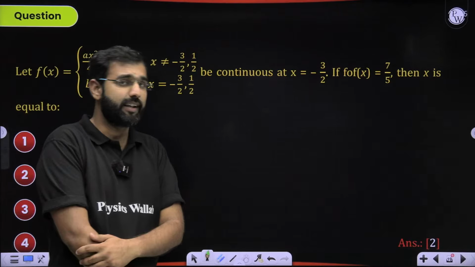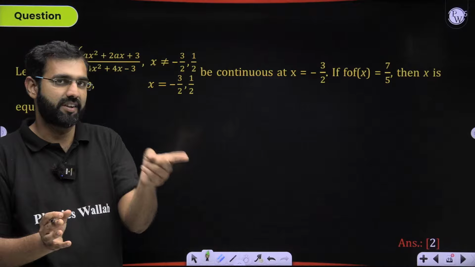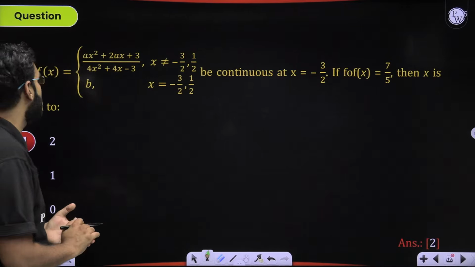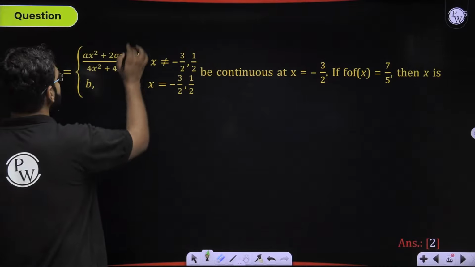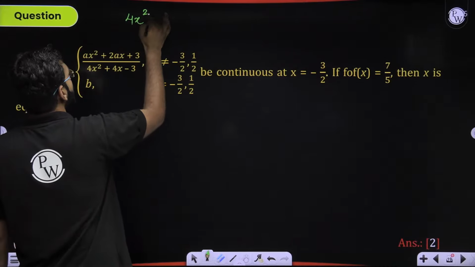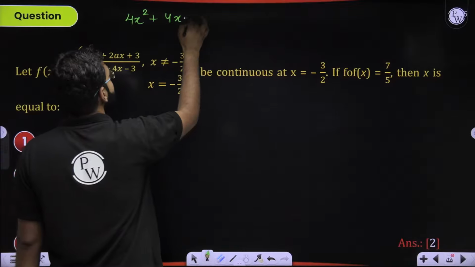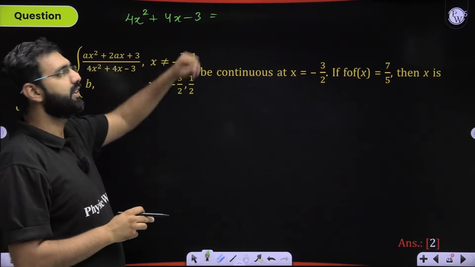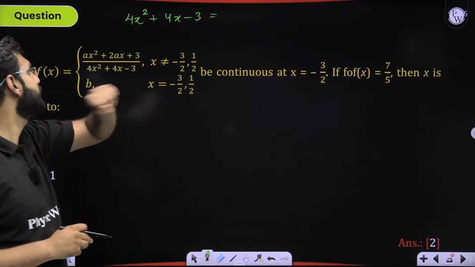So if it is continuous, that means, I hope you understand, the LHL, RHL, and the value of the function should be the same. So here, before applying LHL and RHL, can I talk about this denominator, which can be simplified. So this 4x square plus 4x minus 3. So 4 into 3 is 12. 6 into 2 is also 12.